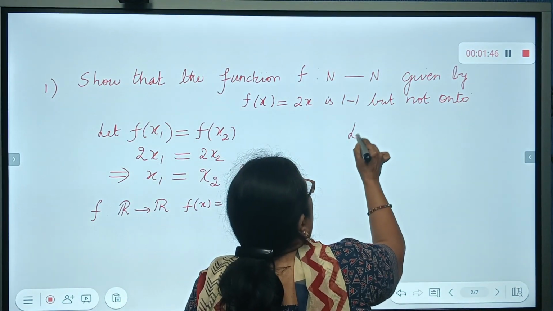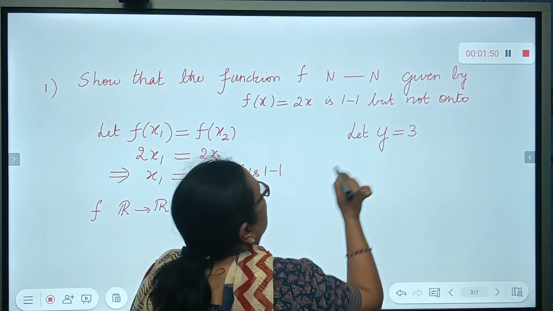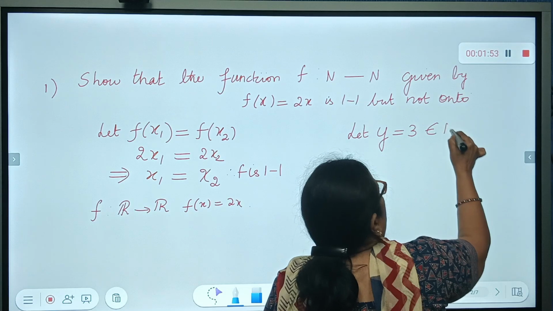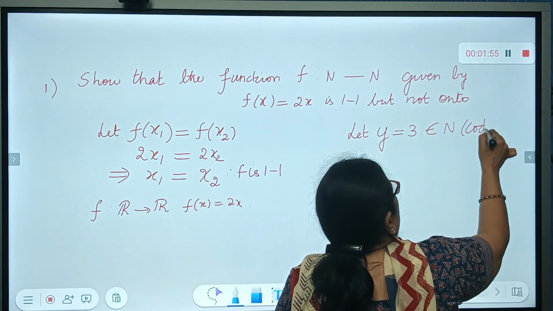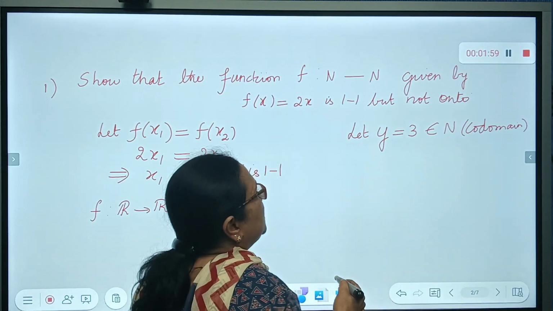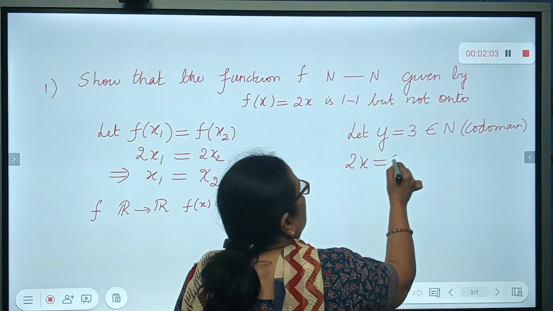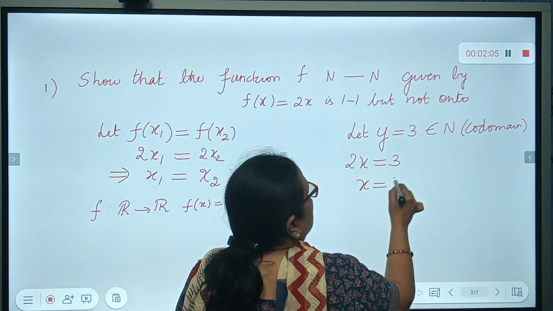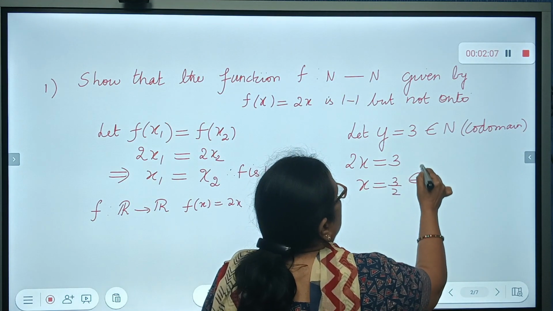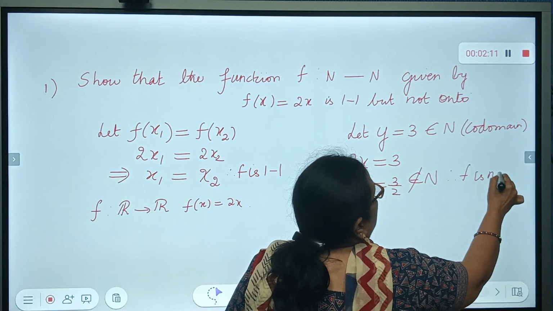So, let y be equal to 3, belonging to N, the codomain. So, we are asking, is there an x such that 2x equals 3? Which means x is 3 by 2, which does not belong to N. Therefore, f is not onto.